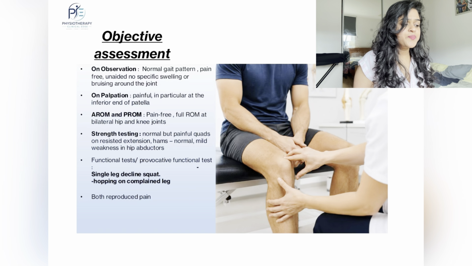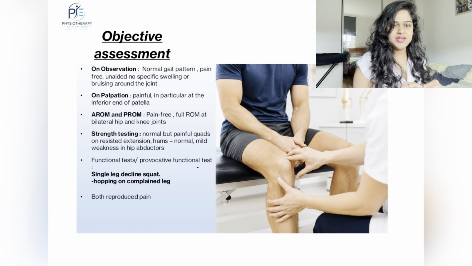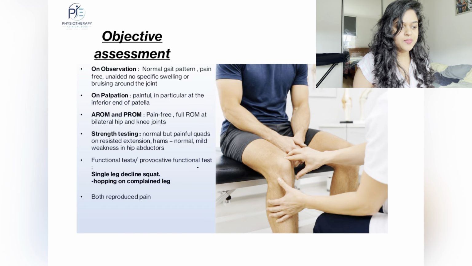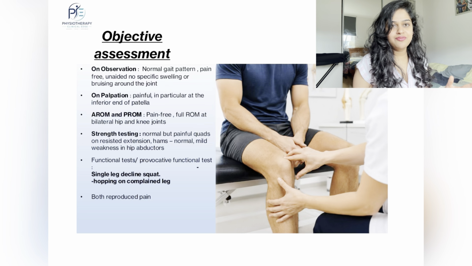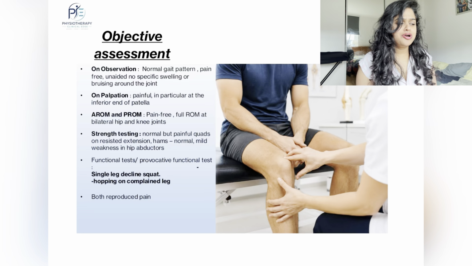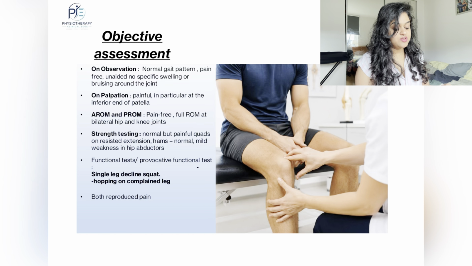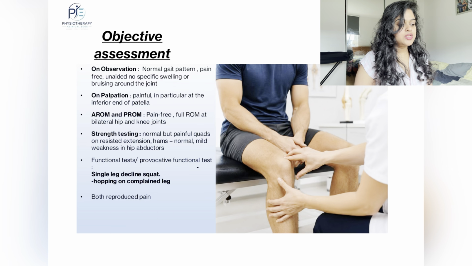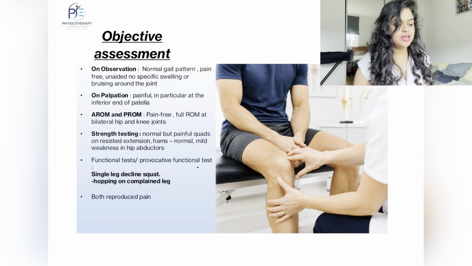On palpation, he reproduces the pain, especially at the inferior pole of the patella. Both active and passive ranges of motion are full and pain-free at the hip and the knee joints. The strength overall is very good and normal. However, resisted knee extension is reproducing the pain in the quadriceps mechanism. There is also a mild weakness noticed at the hip abductors.